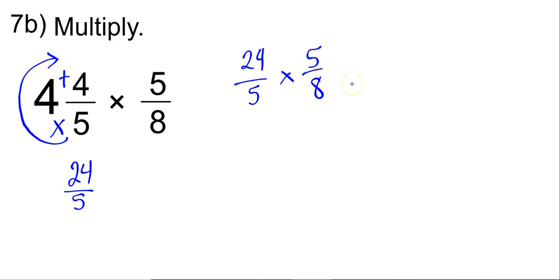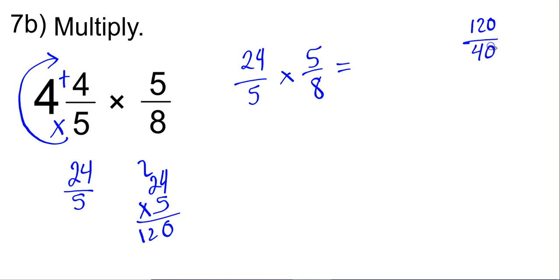5/8. Now, if you don't cross cancel, your problem is going to be harder than it should be. Let me show you the hard way. So if you don't cross cancel, you get this answer of 120 over 40. And divide by 10, and we get 12 over 4, and finally we get down to a 3. But a lot of kids, they get stuck with those large numbers, and they don't even know how to reduce. So again, let me show you how to cross cancel.